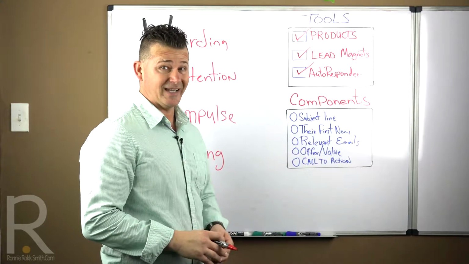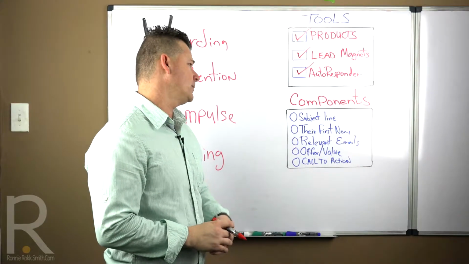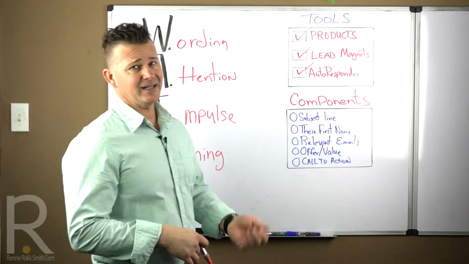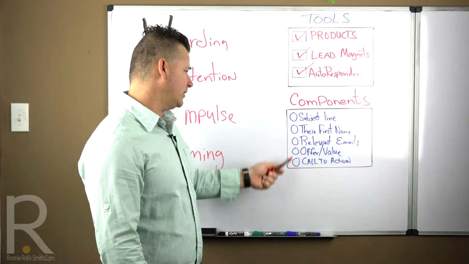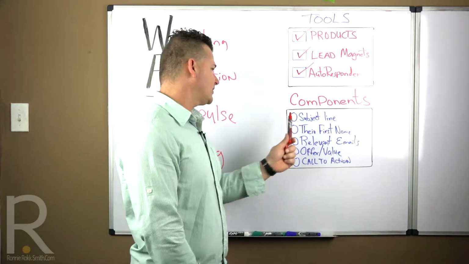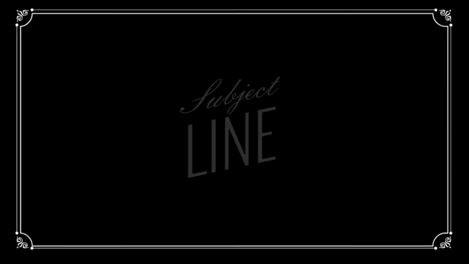Okay, so let's go ahead now and get into the components section. So the main things we're going to do within writing an email is we want all of these 5 things here covered within that. So we're going to have a subject line, of course.